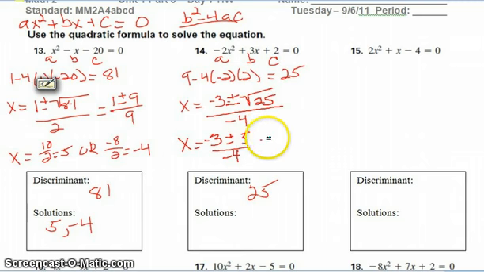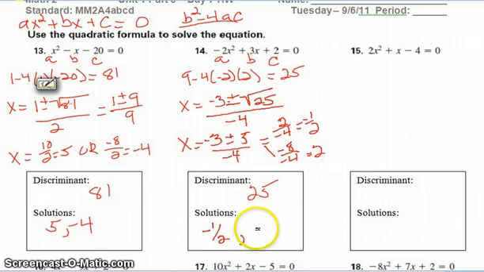So simplifying this, it would be negative 3 plus 5, which is 2, over negative 4, which would equal negative 1/2. Or it would be negative 3 minus 5, which is negative 8, over negative 4, which equals 2. So our solutions here, again two real solutions, are negative 1/2 or 2.